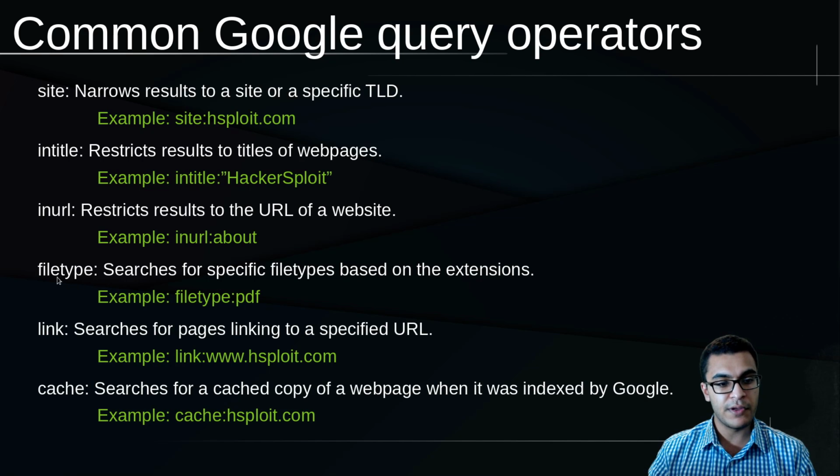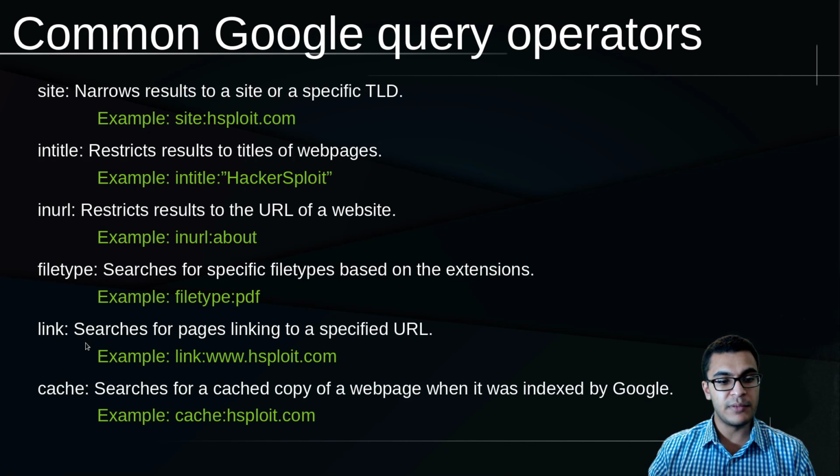The next one is very important, and that is file type. This will search for specific file types based on the extensions you specify. Let's say I'm looking for a PDF file. I can use the file type operator to specify that I'm only looking for PDF files. If I'm looking for an ISO file, I would specify that particular extension.